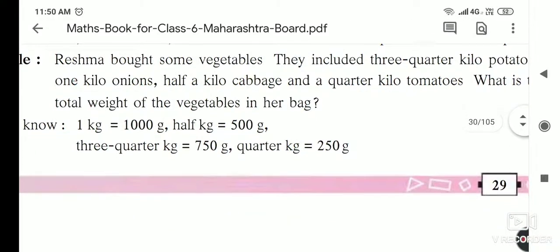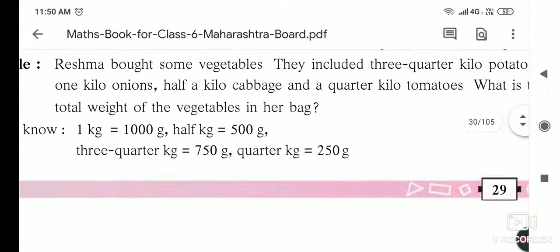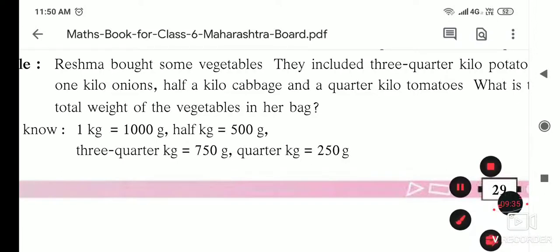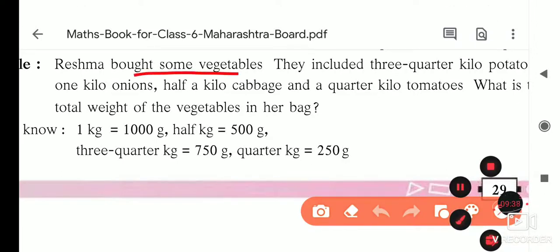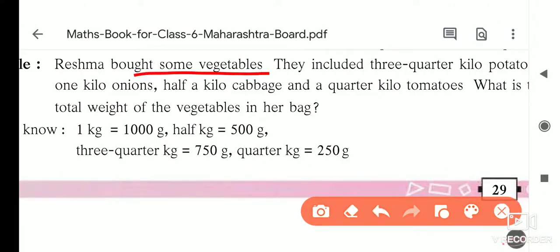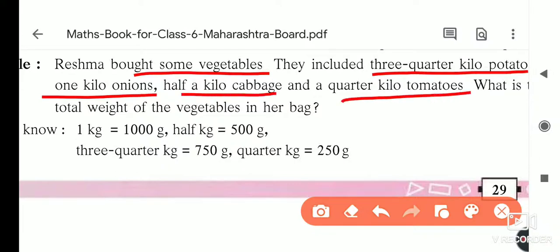Okay, now here is one example they gave you. Reshma brought some vegetables. They include 3/4 kilos of potatoes, 1 kilo of onions, half kilo of cabbage, and 1/4 kilo of tomatoes. So what is the total weight of the vegetables in her bag? Before starting that, we will quickly revise what is half kg, 1 kg, 3/4 kg and quarter kg.